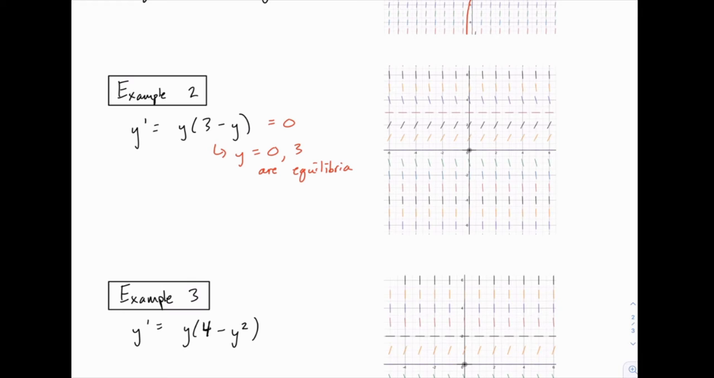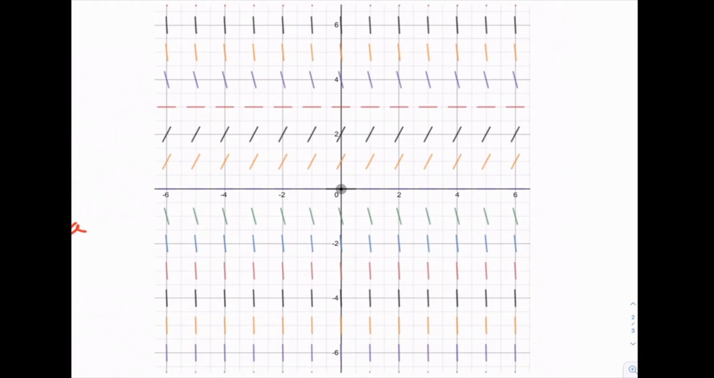Sure enough, if we look at the graph, we should notice a flat line at 0 and 1 at 3. And if we zoom in here, notice that at 0, we've got flat slopes, and at 3, we've got the same thing. So those are our two equilibrium solutions.